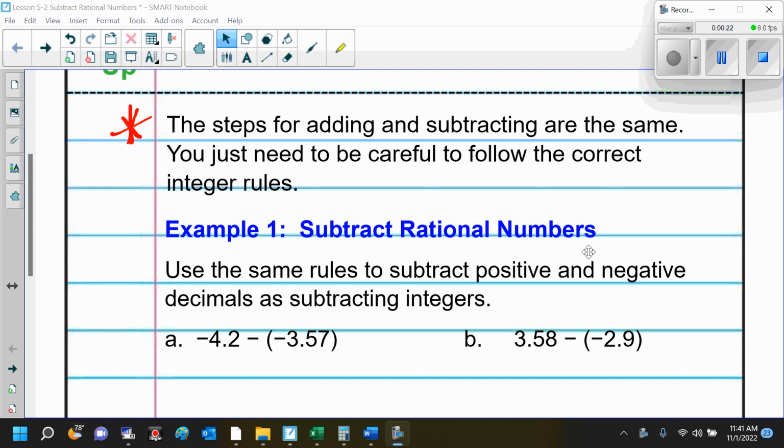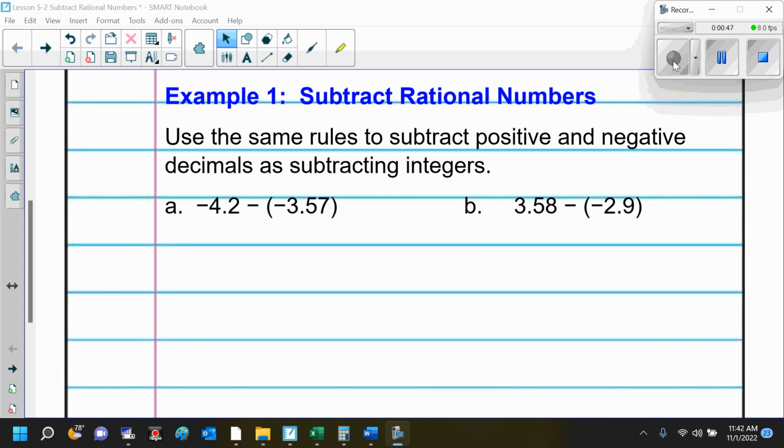So, if you have the same sign, you add and keep the same sign, right? If you have different signs, you subtract and take the sign of the bigger number, right? If you have subtraction, which is what we're doing today, we're going to add the opposite, or we're going to apply the keep, change, change.